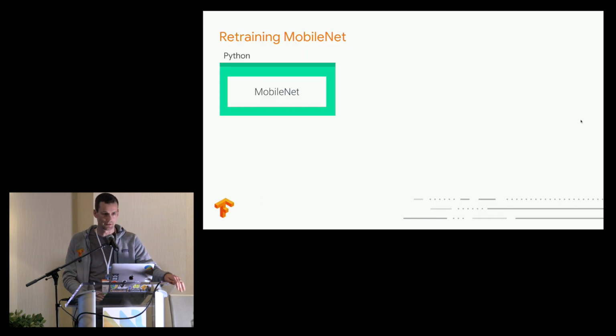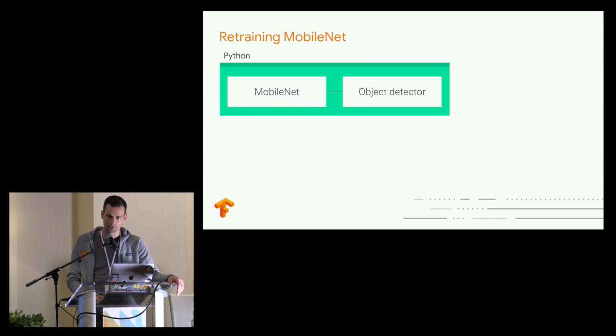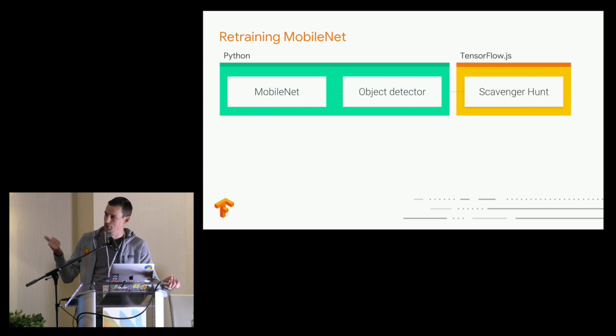I want to show you how that process worked. So as I mentioned, it was a MobileNet. MobileNet is an image classification model, and all that was trained in the Python world. MobileNet itself is an object detector. It helps find things like watches and beer and all that sort of stuff. And then we ported it over to our front-end application called Scavenger Hunt.